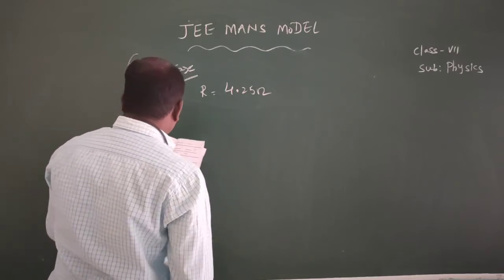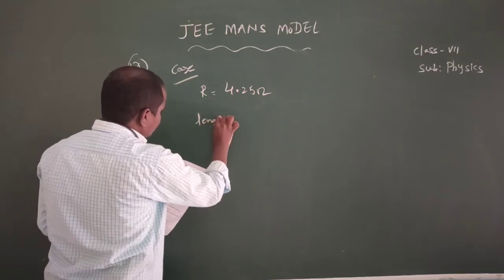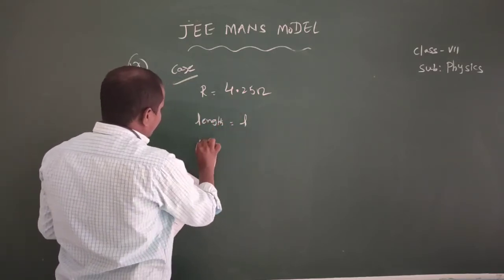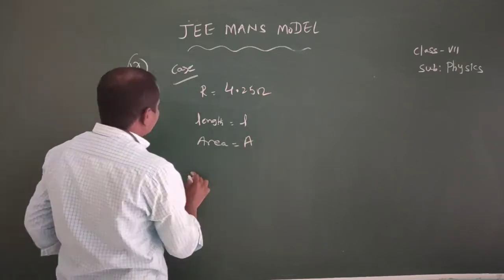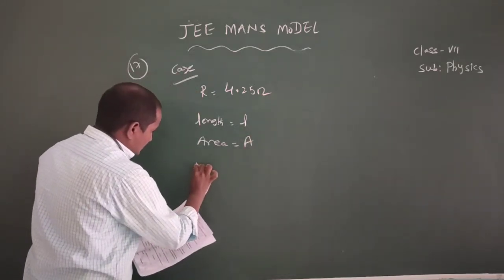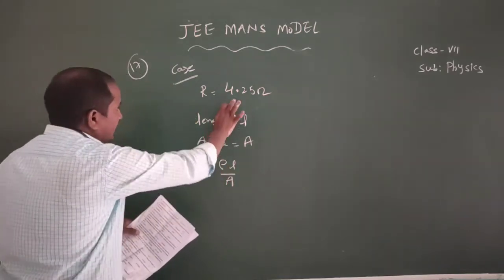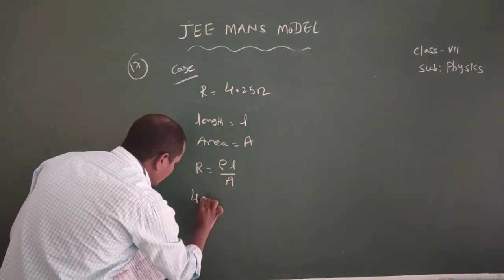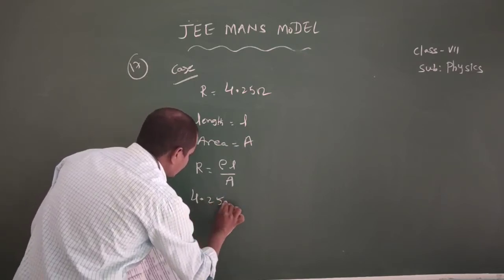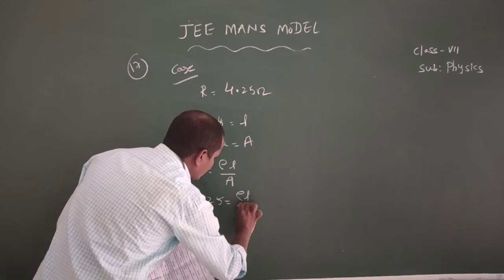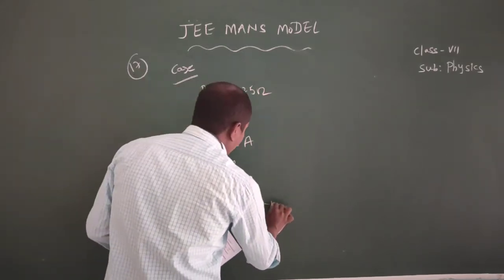Next, length equal to L and the area equal to A. So here R equal to rho into L by A. So R is given, that equals 4.25 is equal to rho into L by A. Okay, it is equation number 1.